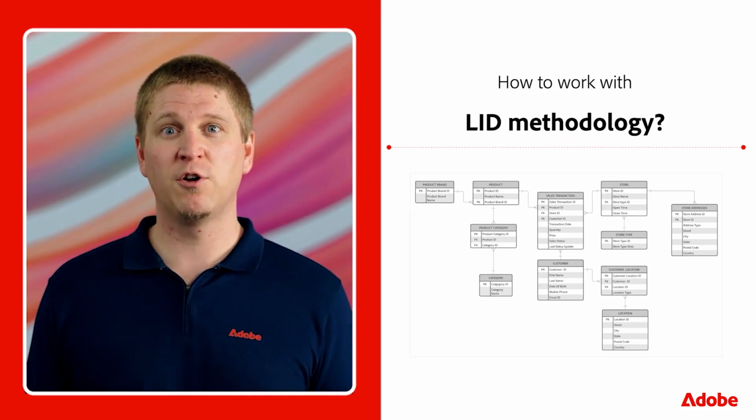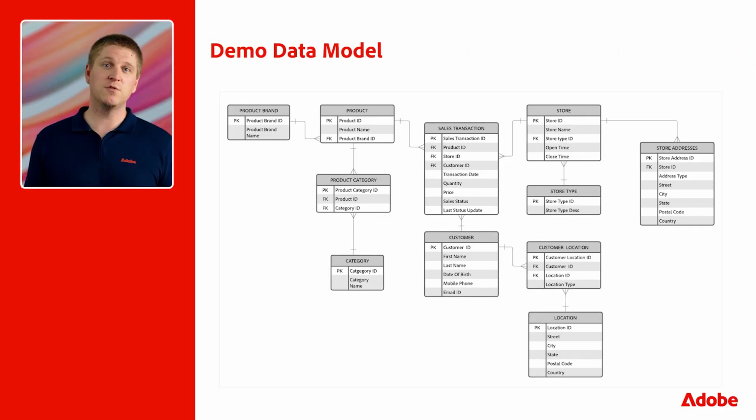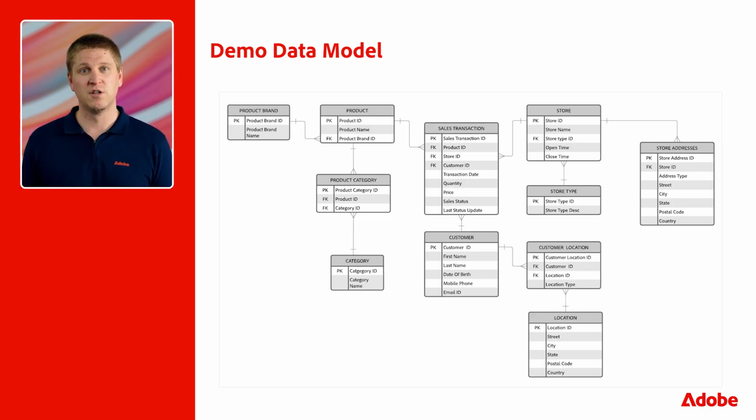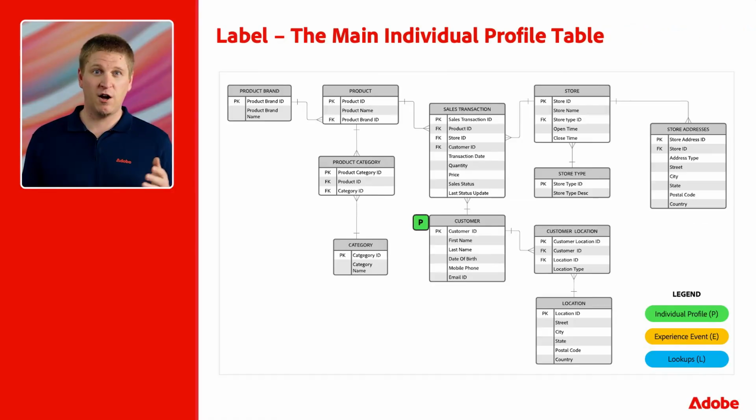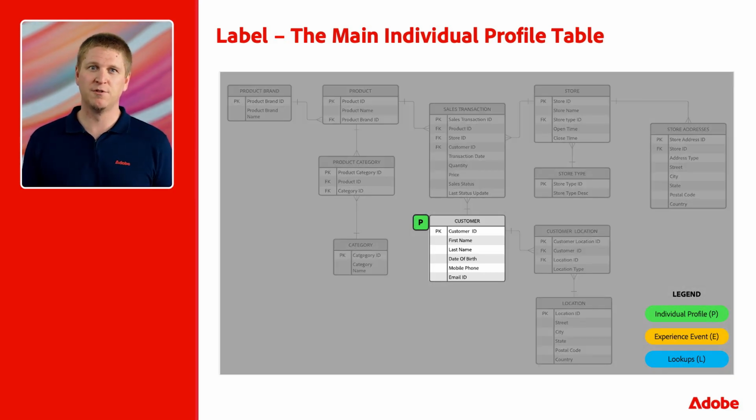So, how are we going to work with the LID methodology? I'm going to use the following two diagrams throughout the various lectures to demonstrate how we can apply it. To start, we first must identify as part of the label step the main table within the ERD that represents the individual profile. And we're going to label this with a P. This table is meant to uniquely describe the traits of a person. Think passport, and be the focal point of the whole entity relationship diagram itself. The customer table in this case seems to be the best fit at this definition, given it has the attributes that uniquely identify a person, and therefore it's labeled with a P.